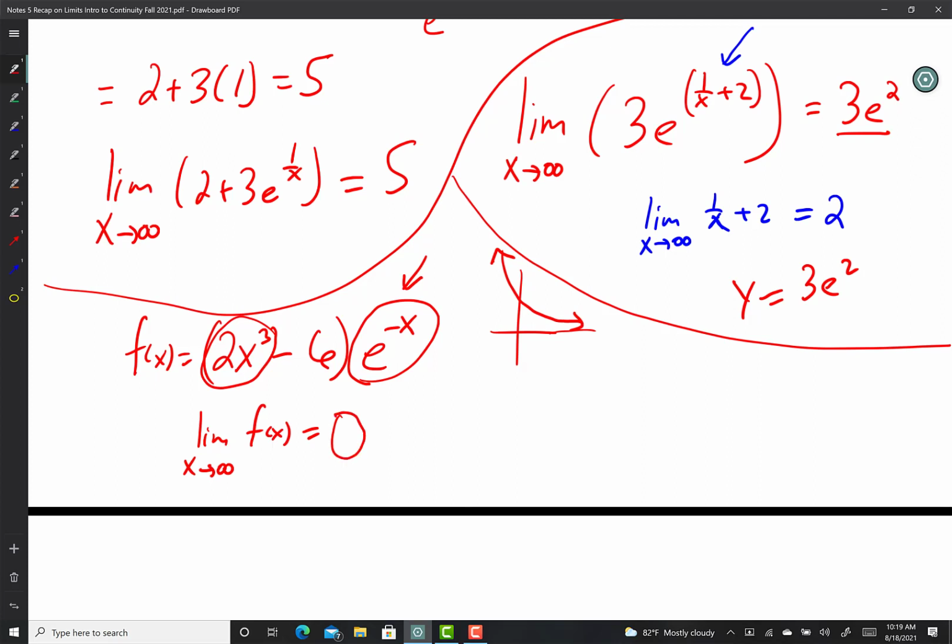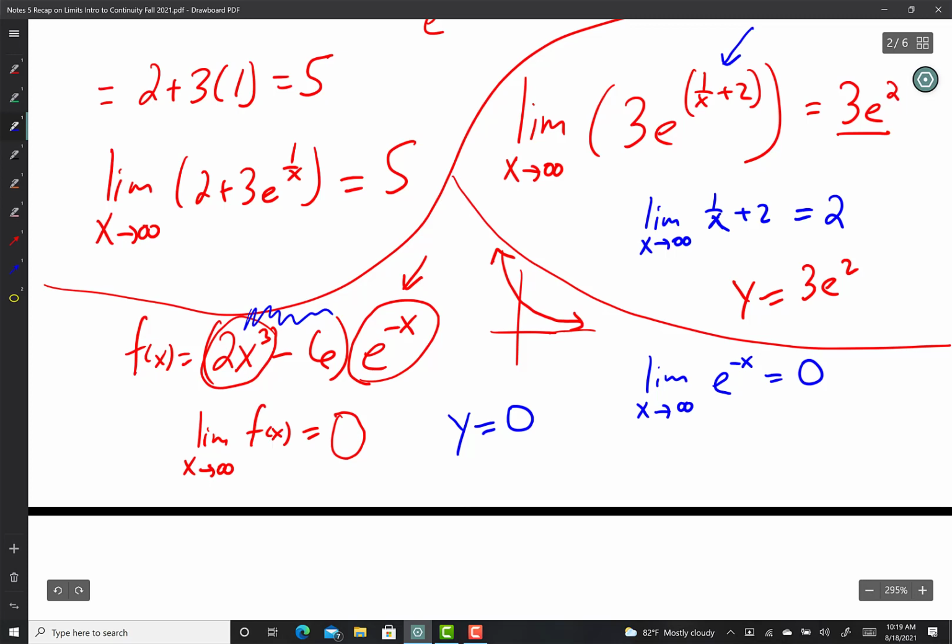E to the negative x, I'll put this here on the side. The limit as x approaches infinity of e to the negative x is 0. So any number, who cares what that number is, any number times 0 is going to be 0. So my horizontal asymptote is y equals 0. I can't approach negative infinity because that would be positive infinity times negative infinity, which would be negative infinity. But I can approach positive infinity, which would be 0. So this has one horizontal asymptote.